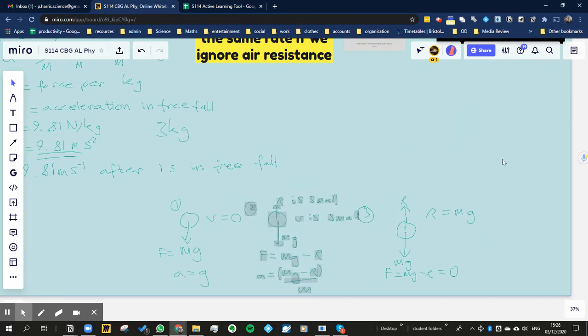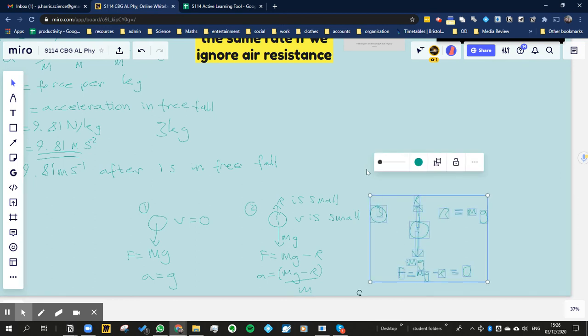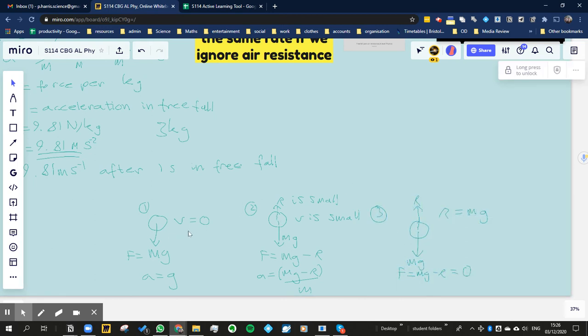So these are the 3 different stages. I'm just going to separate them out a bit. We start off with the velocity equal to 0, and at that point the only force is the weight. That means the acceleration is at the maximum. It's equal to gravity. Later on, the force is slightly smaller because we've got a bit of air resistance counteracting it. So we have to subtract that. R is the air resistance. And so the acceleration is going to be smaller too.